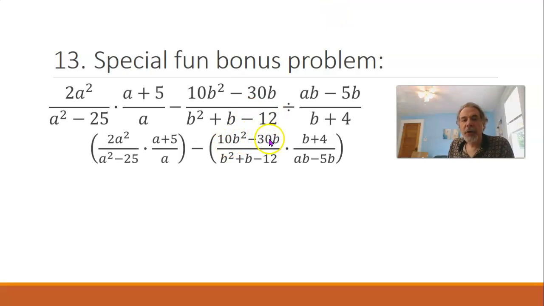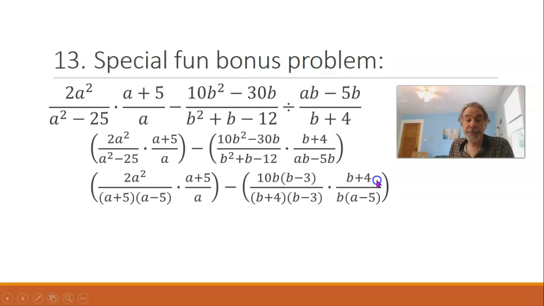And then over here, we can pull out the greatest common factor of these two terms, which is 10b. So it would be 10b times b minus 3. The b squared plus b minus 12 can be factored. And for ab minus 5b, there's a common factor we can pull out there. So here's what everything looks like once we've done all the factoring we can.